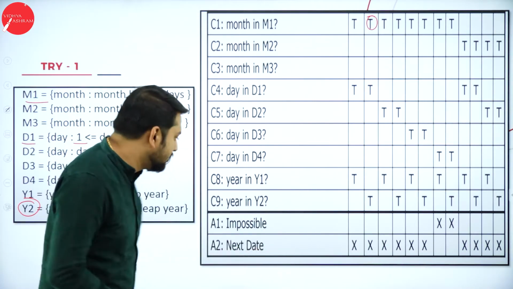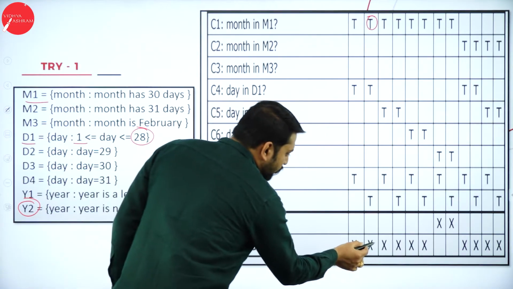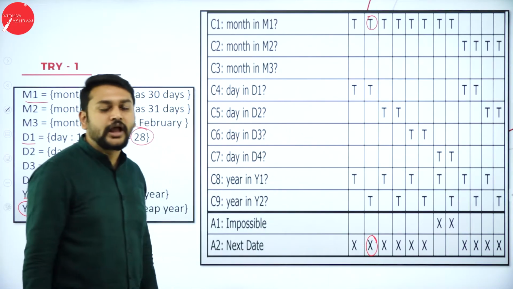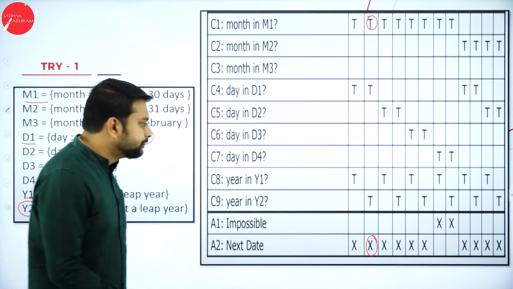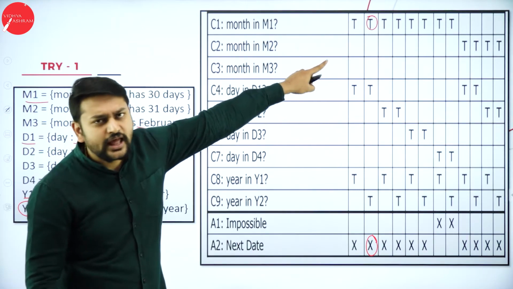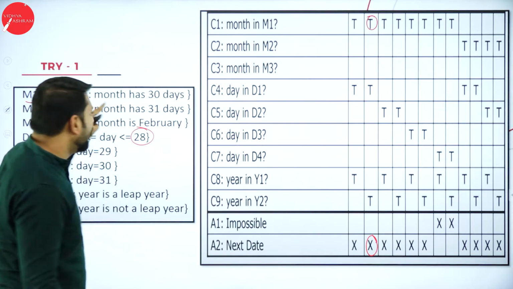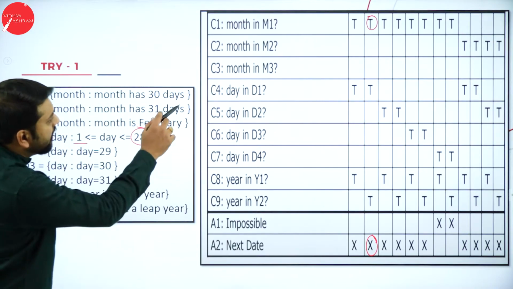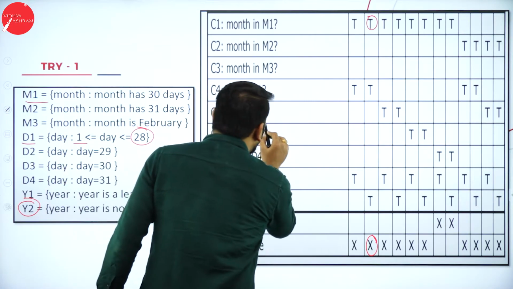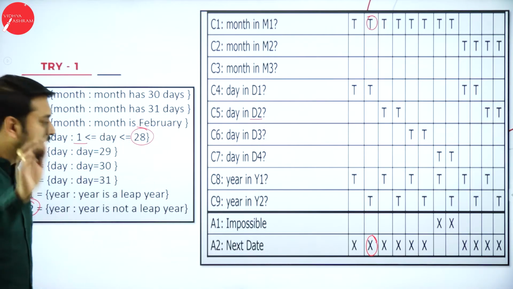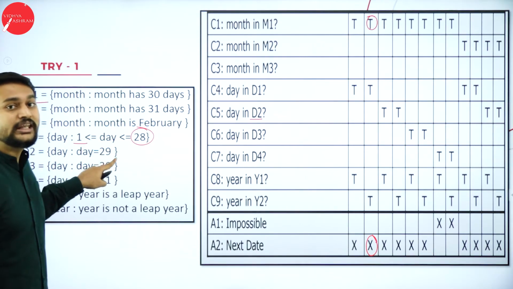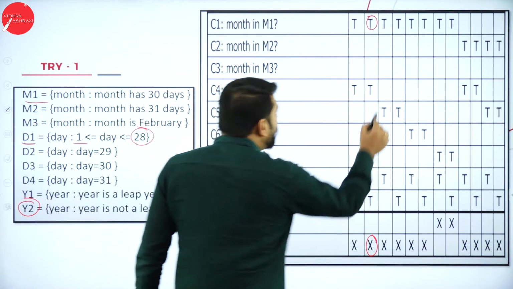Can I calculate the next date? Yes, of course you can calculate the next date. I have no issues. Fine. What is the third condition that I have? Same M1, I have 30 days. And what is the next condition that I have? D2. D2 in the sense what? 29 days. So M1, okay.